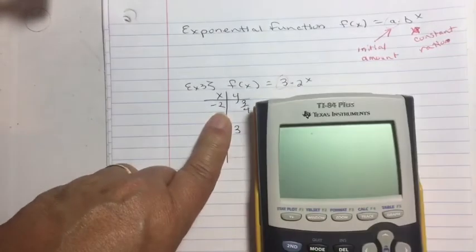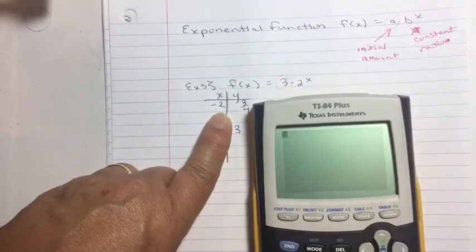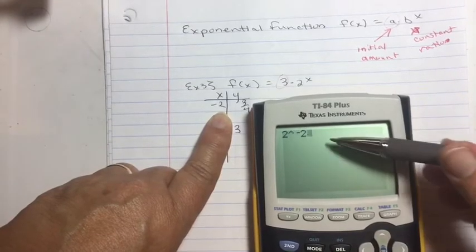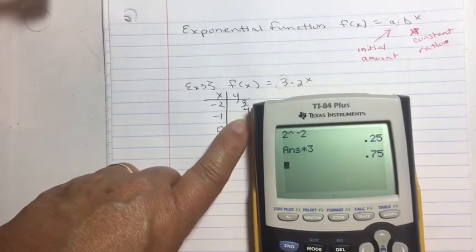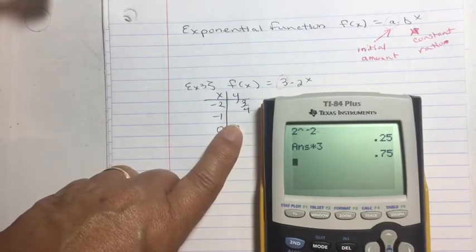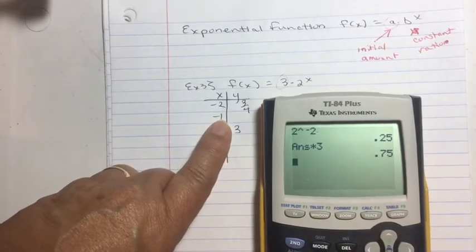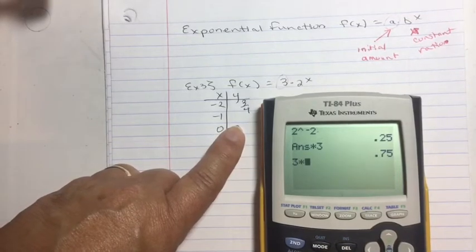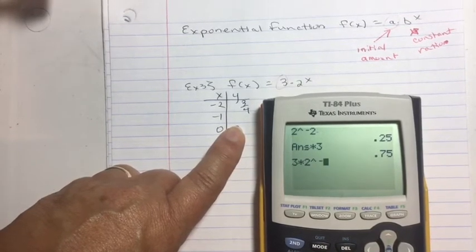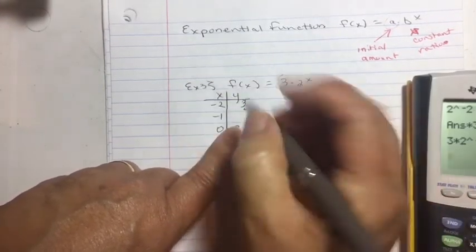All right, let's show you how to do it on the calculator. We're going to do 2 to the negative 2 power. See it on the calculator. Get that answer and then multiply it by 3. I get 0.75, which is 3/4. The graphing calculators do obey PEMDAS, so you could just put it in straight like you see it on the paper. We could do 3 times 2 and then raise 2 to the negative 1 power and get the next answer of 1.5.